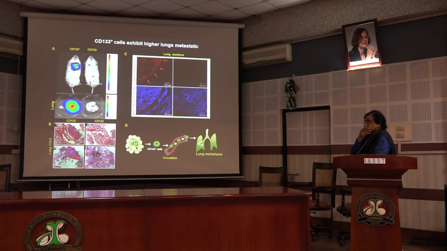Then we sectioned, and these are the H&E staining. So you can see the CD133 positive lung metastatic sample has more micro and macro mets as compared to the negative one. And further we have proved it by using anti-melanoma specific antibody. So these lung mets tissues are showing more positivity for anti-melanoma specific antibody, which is panel C, left panel, as compared to the negative one.